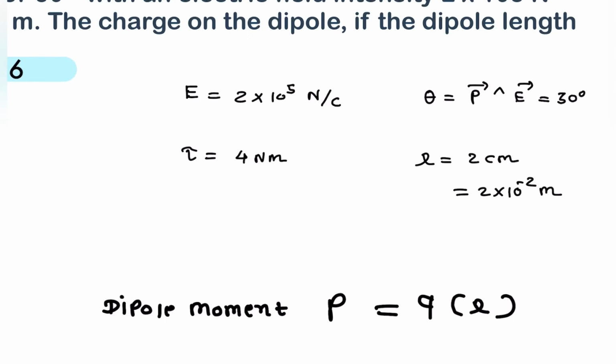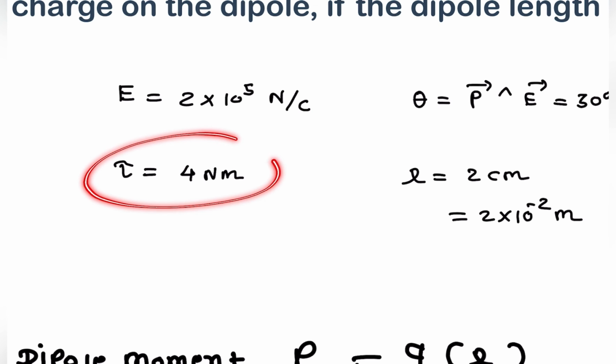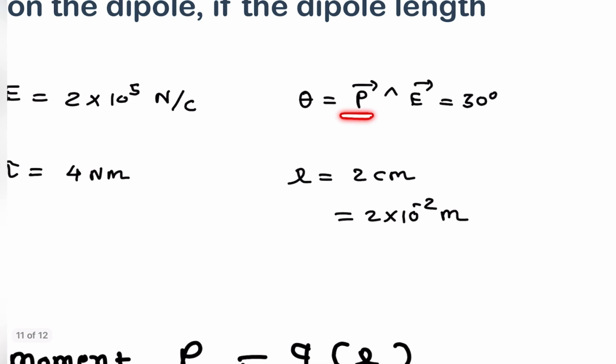So the quantities given in the data: electric field is equal to 2 into 10 raised to 5 Newton per coulomb, or it is volt per meter also. Torque is given as 4 Newton meter, and theta is the angle between the dipole moment and electric field, that is 30 degree. The length between these two charges, the dipole length, is equal to 2 centimeter. Converting to meter, it is 2 into 10 raised to minus 2 meter.